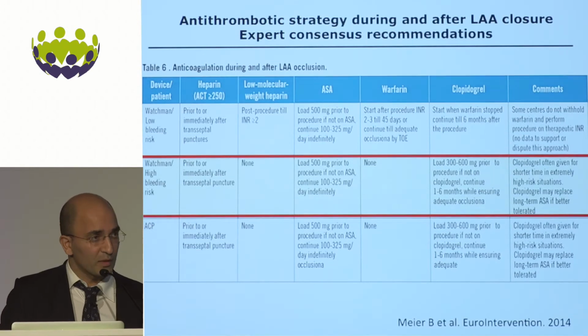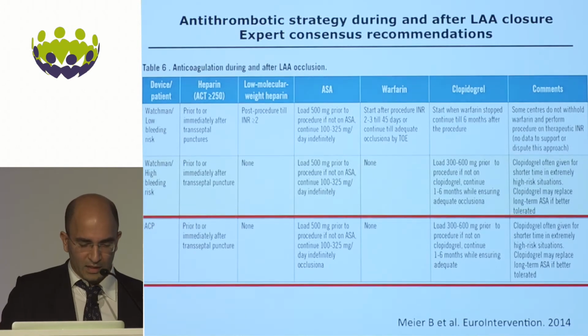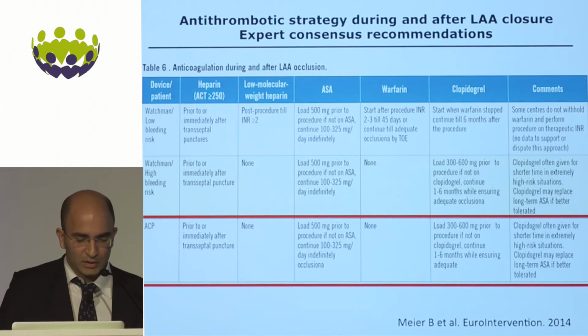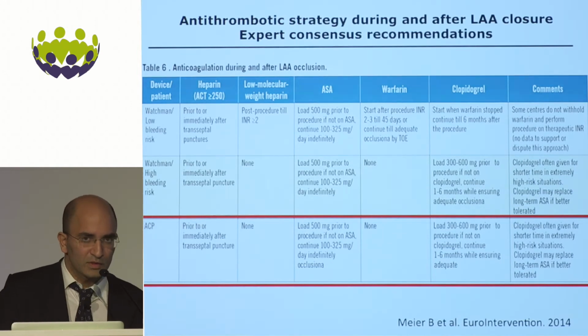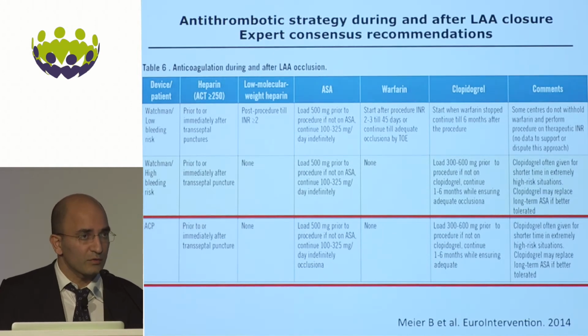If you implant a WATCHMAN in a patient at very high bleeding risk, you have to give dual antiplatelet therapy for 1 to 6 months, but I think you should tailor your duration according to the patient's bleeding risk. And for the Cardiac Plug or the Amulet, which have been implanted mainly in patients with contraindication to anticoagulation, it's recommended to give 1 to 6 months of dual antiplatelet therapy and then to decide based on your personal experience if you have to continue aspirin or not. Many operators will stop aspirin after a short period of time.